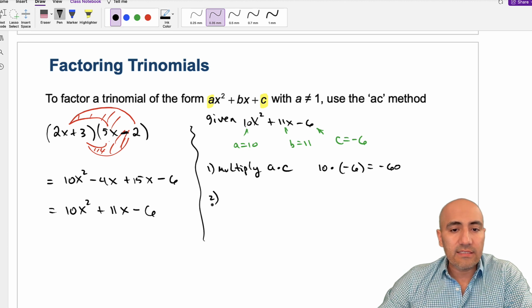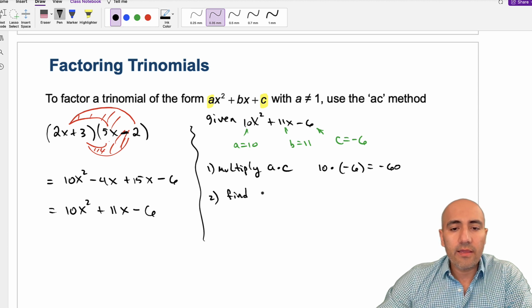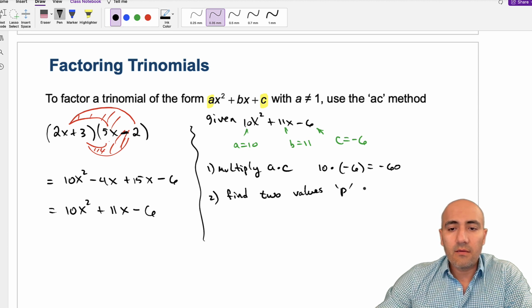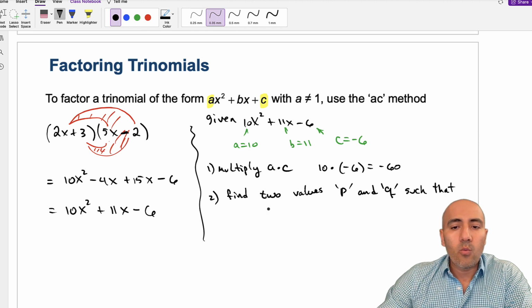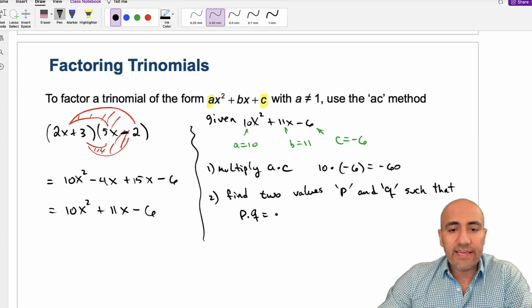Step 2 in the AC method is to find two values, let's say P and Q, such that when we multiply P times Q, we get the AC value from step 1. So in this case, we're looking for something that equals negative 60.